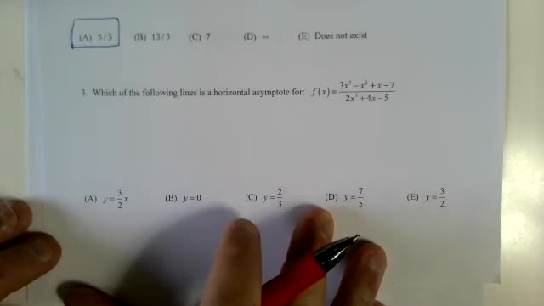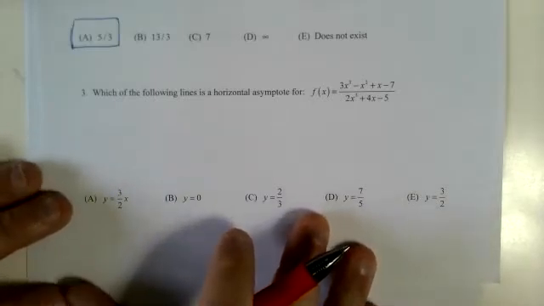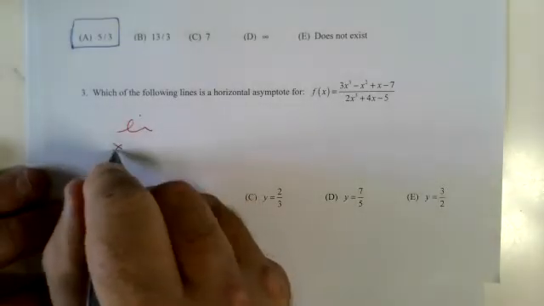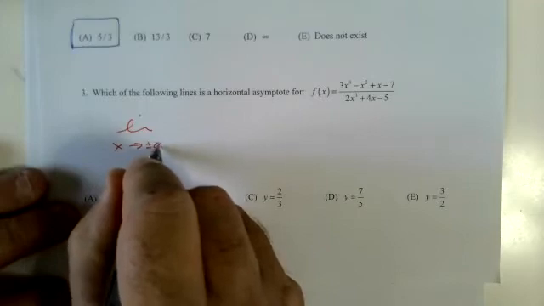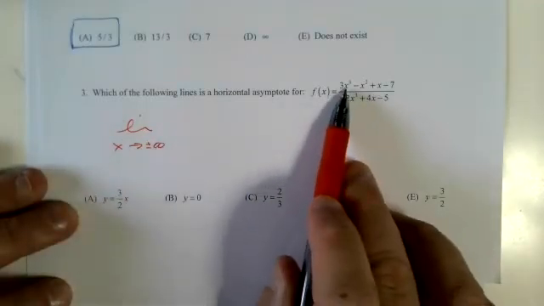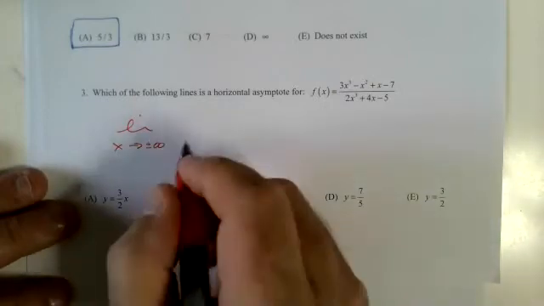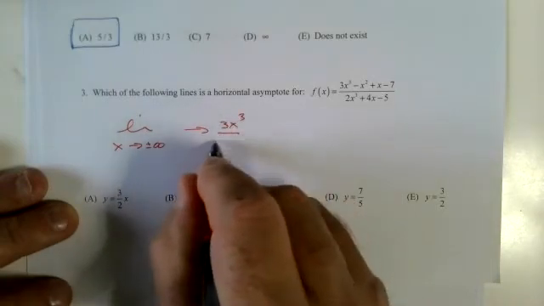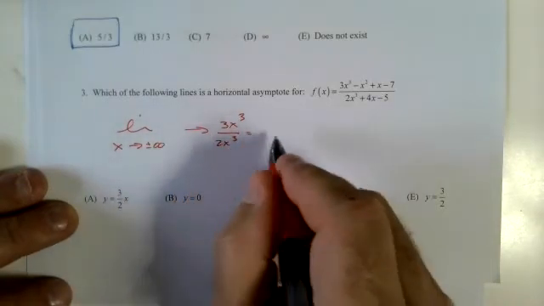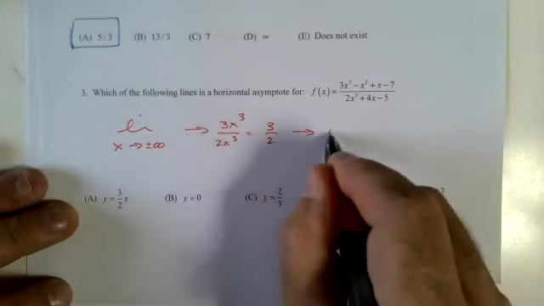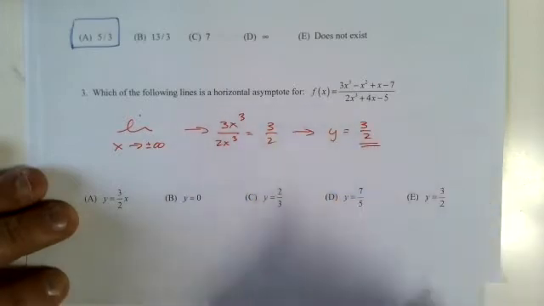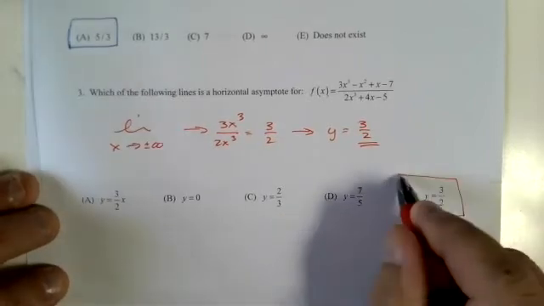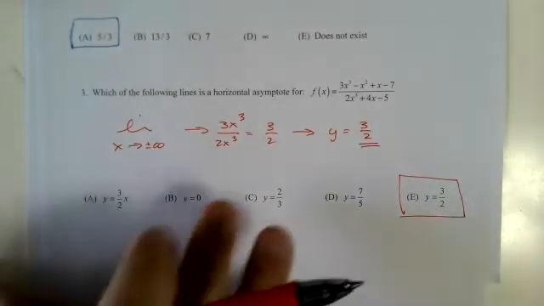Which of the following lines is a horizontal asymptote? Okay, horizontal means limit as x goes to infinity. So we want to do that, and we should be careful, think about plus or minus infinity and see if that causes problems. Now, this is x to the third over x to the third, so it's just going to go to 3x to the third over 2x to the third, which is 3/2. So y equals 3/2. Not 3/2 x, 3/2. Good little screw with the answers here.